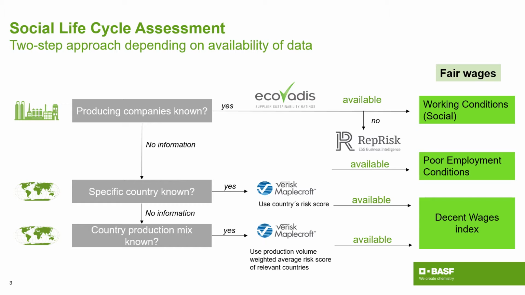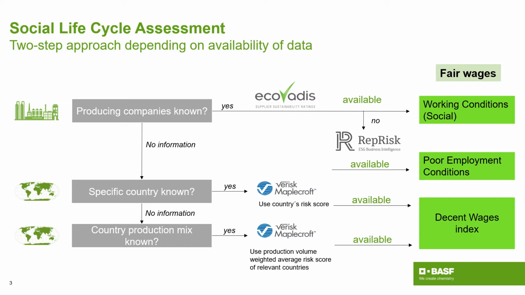In the next process step, if we don't know the company, on the left hand you see we have no information. We ask the next question: do we know the specific country where this process step is performed? If we know that, we go to the right hand and we use the Verisk Maplecroft database. That is also a database which is a sector and country specific database dealing with social risks. And we take out their information, in this case for the fair wages, coming from the decent wages index.